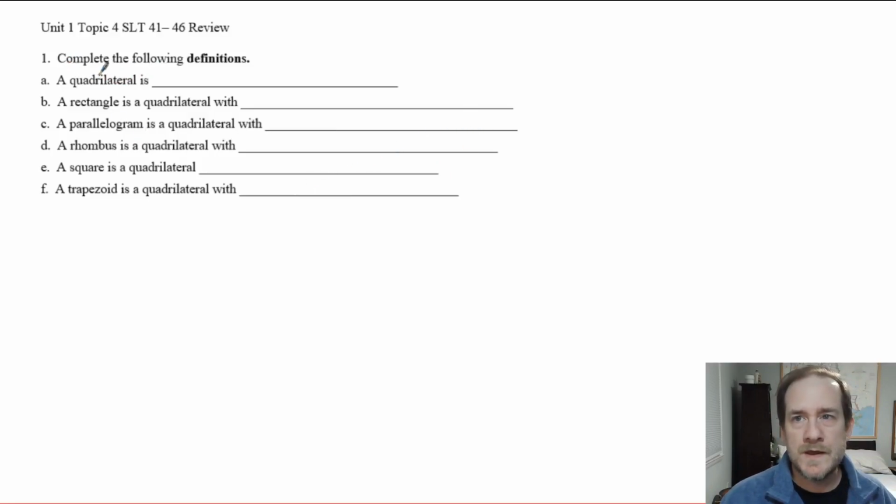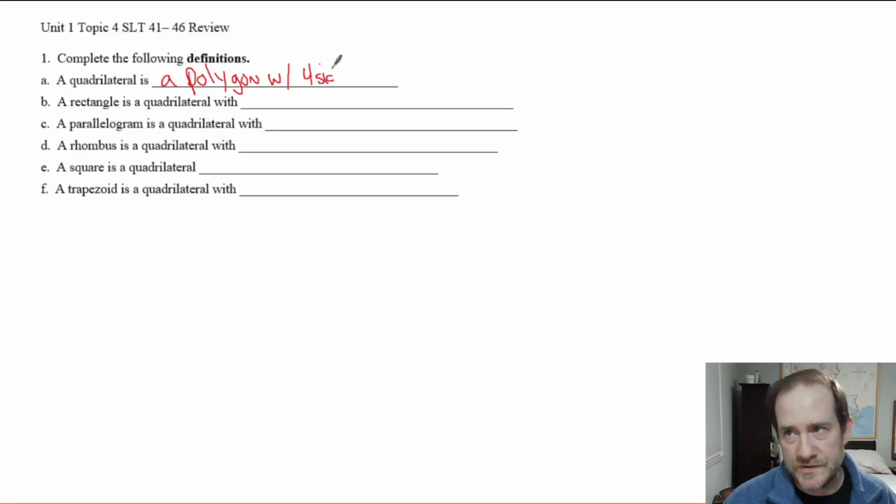But number one just says complete with the definitions of each figure. So a quadrilateral is a polygon with four sides. And that's it. All it takes to be a quadrilateral is that you're a polygon that has four sides. Now if you want to be a rectangle though, then you need to be a quadrilateral with four congruent angles. And of course, if all four are congruent, that means that all four will be right angles.